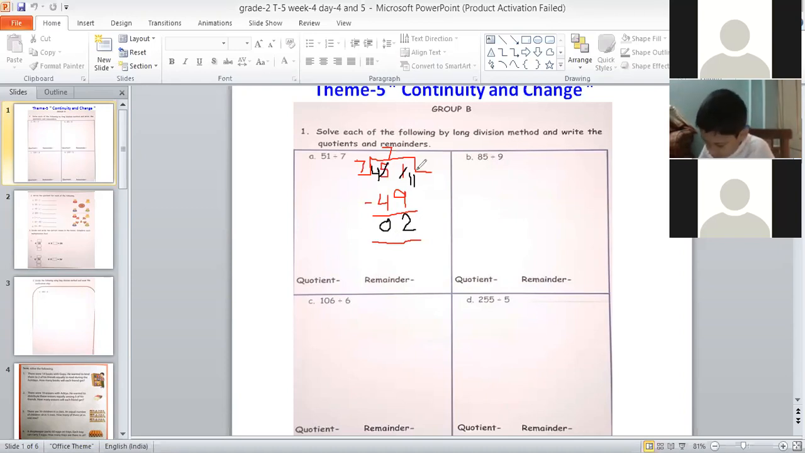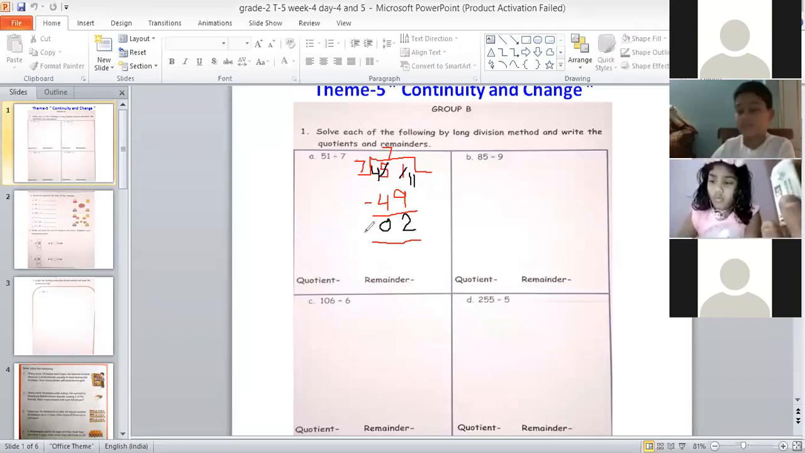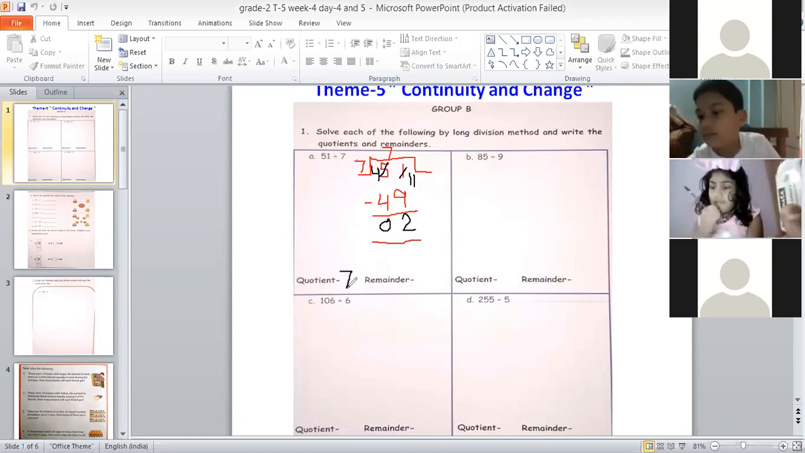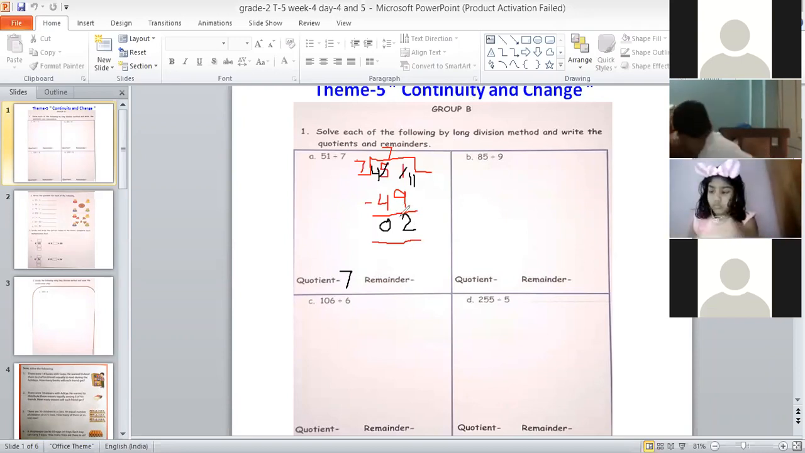Okay, we got answer 2. Now we already know that this 7 which we have written at the top is known as the quotient. So beside this quotient, we will write here 7. Okay. Now what is remainder? They have asked you to write remainder also. So this 2 which we got after subtracting 49 from 51, this 2 is known as remainder.